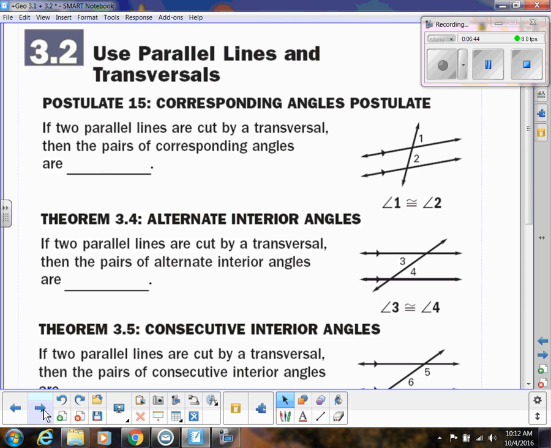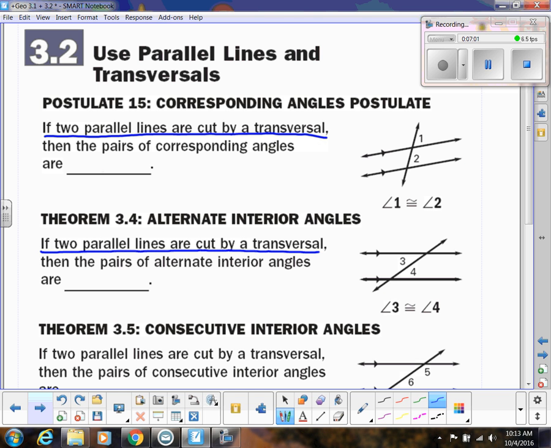Okay, so the first one, corresponding angles postulate. If two lines are cut by a transversal, and I don't know if you've seen this before or not, but all of these start with the same if. If two parallel lines are cut by a transversal. So you have to have the situation in order for this to be true.